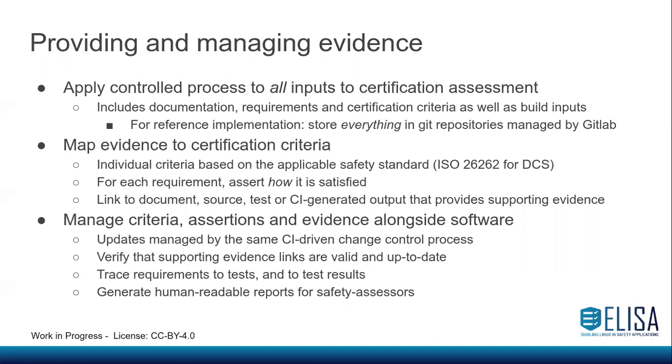We can, for each of those requirements, assert how it is satisfied, in other words, why we believe that we've satisfied it. And then we can link to the evidence of that, so a document that describes it, source code that implements it, or the test that verifies it, or the test results from the CI generated output that proves it. And because we're doing this in a coordinated process, we can manage all of this alongside the software. It means the same updates to the software, the criteria and the evidence are all managed by the same process. We can, for example, make sure that where we've got references to supporting evidence in our assertions, those links are actually valid and up to date. So if we've accidentally broken one by changing the document name, then we can pick that up and fix it.